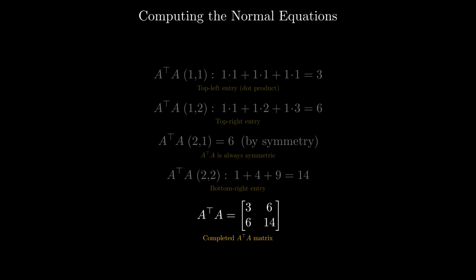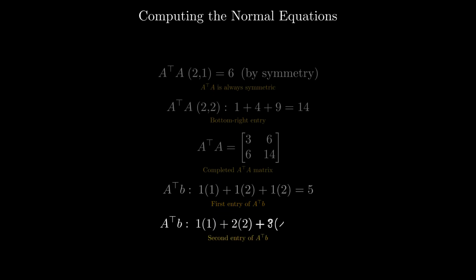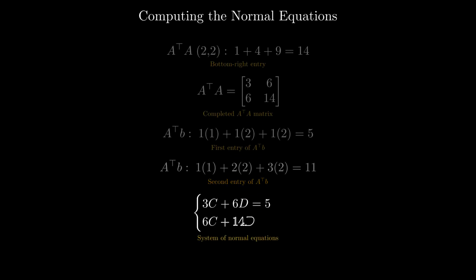Next, we compute A transpose times b. The first entry is 1 times 1 plus 1 times 2 plus 1 times 2, which equals 5. The second entry is 1 times 1 plus 2 times 2 plus 3 times 2, which is 1 plus 4 plus 6 equaling 11. So our system of normal equations becomes 3c plus 6d equals 5 and 6c plus 14d equals 11.